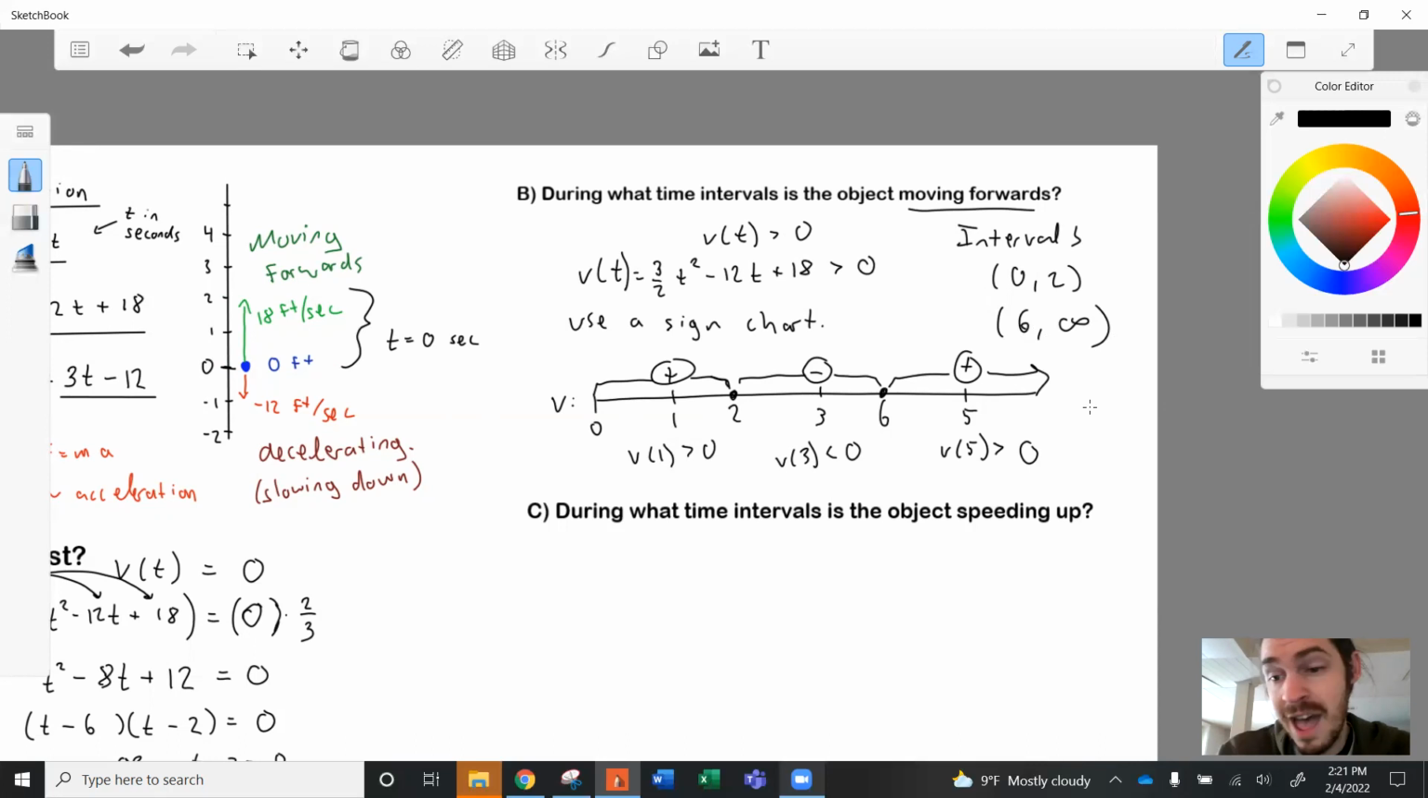If we had asked, alternatively, on what time intervals the object is moving backwards, then we would answer between 2 and 6.